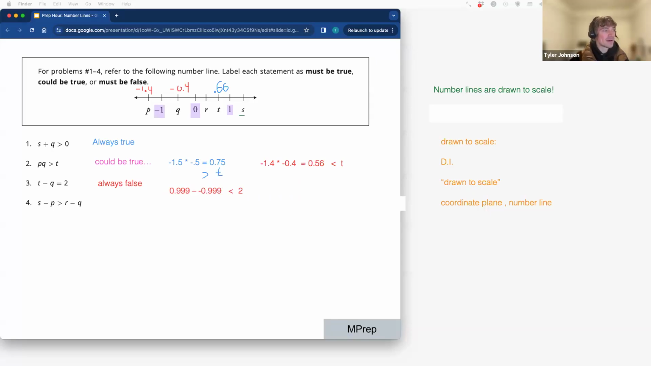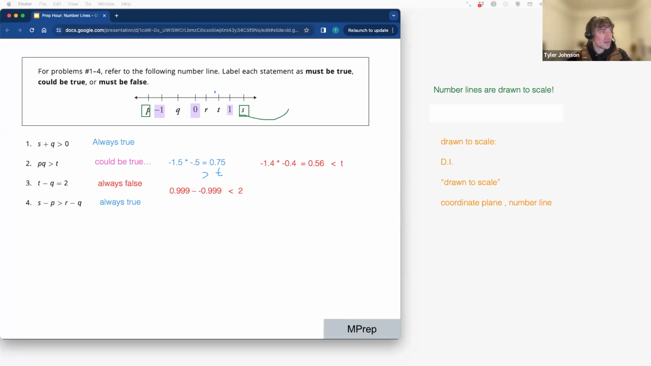And then finally, number 4, S minus P versus R minus Q. That is an always true statement. You're starting at S, which is bigger than 1, and then you're subtracting P, which is further left of -1. So that's going to push that whole result further right on the number line.